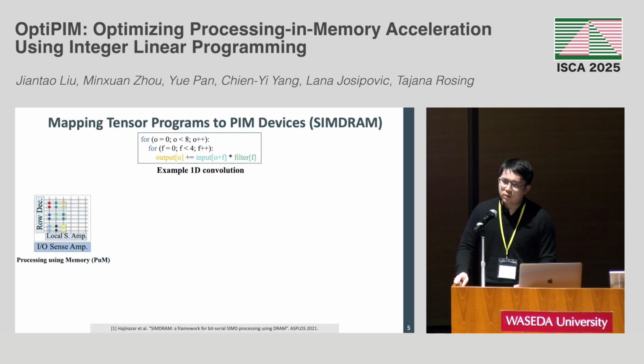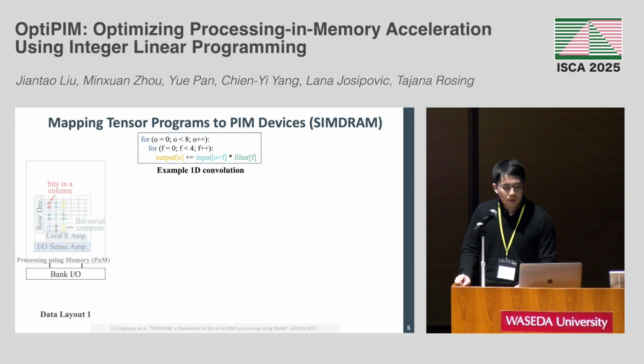Now, let's take a look at what we actually mean by mapping tensor programs. For the one-dimensional convolution example shown here, which is composed of 2 nested loops together with a very simple final statement involving 3 arrays, each one of them indexed by the loop variables in the nested loop. For example, if we want to map this very simple kernel onto the processing using memory digital PIM architecture, for example, SIMDRAM, which directly conducts computation using memory cells by modifying the peripheral circuit of DRAM banks. And this type of PIM device requires a special vertical layout, which means we need to lay out different bits of the same data elements vertically in one column to enable bit serial computation.